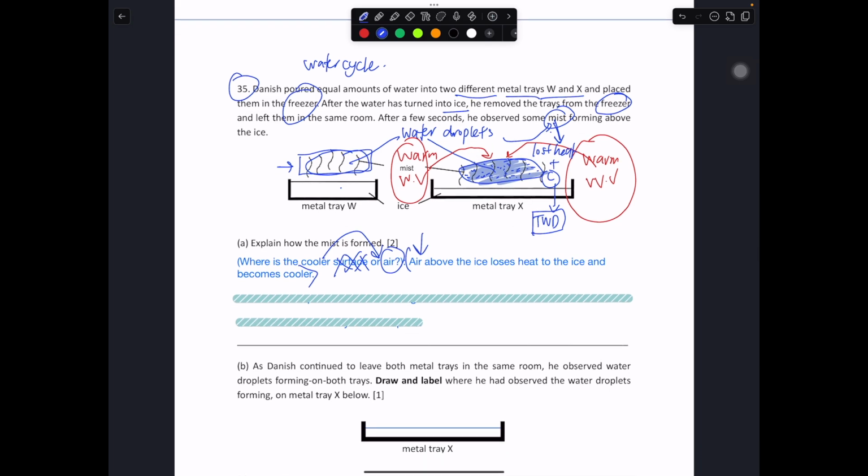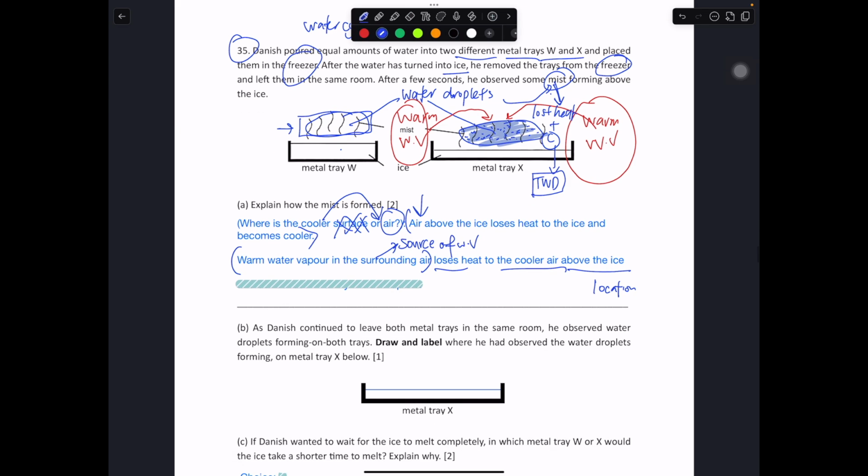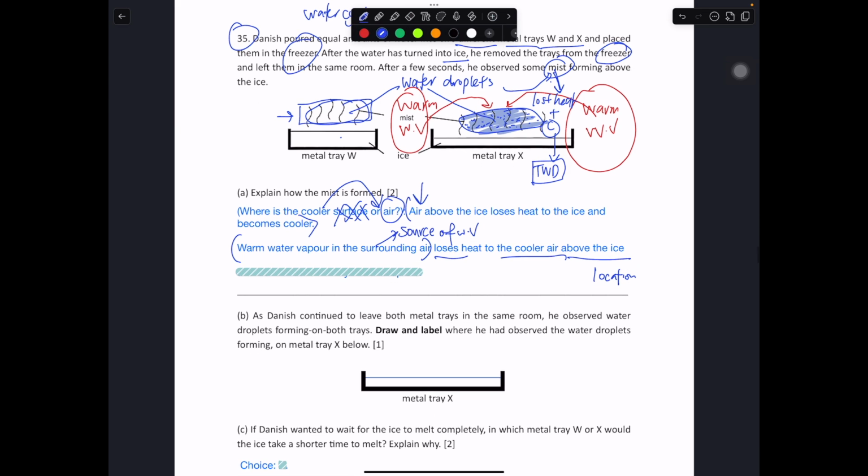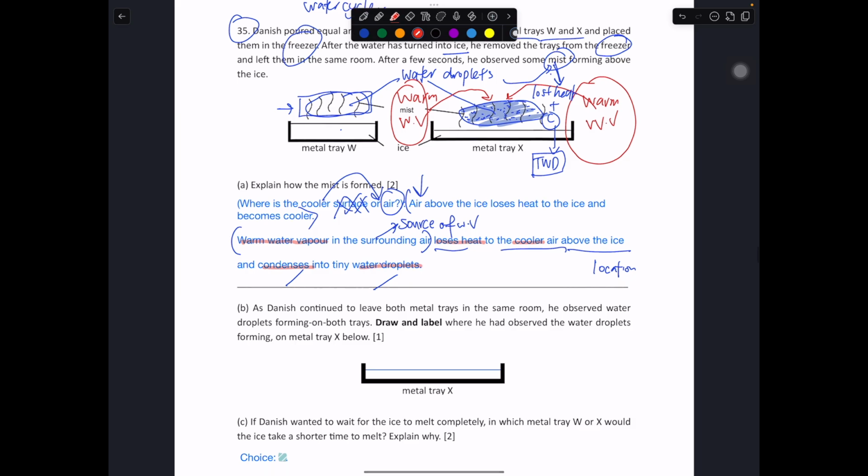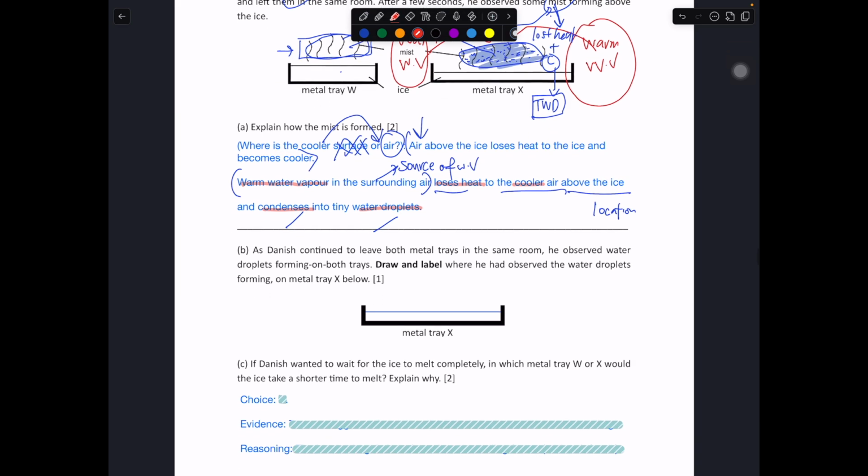So over here, how do you really explain this part? Warm water vapor in the surrounding air, state the source. Source of water vapor loses heat to the cooler air above the ice. Tell me the location. This one pretty important. And condense into your tiny water droplets. So the key things will be your warm water vapor loses heat to the cooler air above the ice, condense into your tiny water droplets. This will be the more important thing. So with that, let's move on to part B.